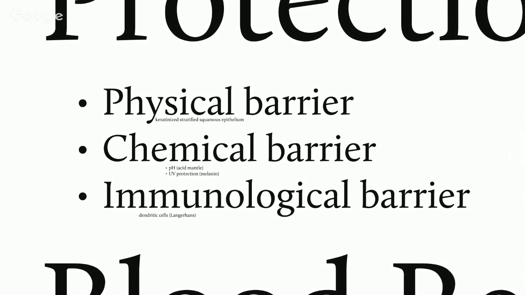So when we talk about the skin being protective, there's sort of three aspects to that we want to think of. The first is that it is a physical barrier. Okay? And here's where the tissue is really important. It's a stratified squamous epithelium. And beyond that, it's a keratinized stratified squamous epithelium.